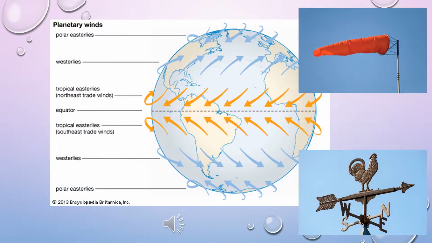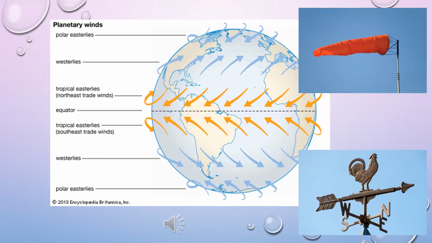Wind direction is where it is blowing from, not where it is blowing to. For example, if wind comes from the west, we call it a westerly wind. There are many things that we use to show wind direction. A windsock and a wind vane, also known as a weathercock, are things we can see outside to show us where the wind is coming from and heading to.